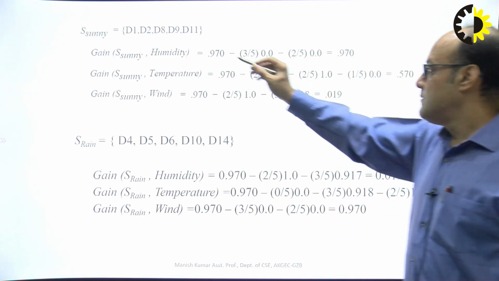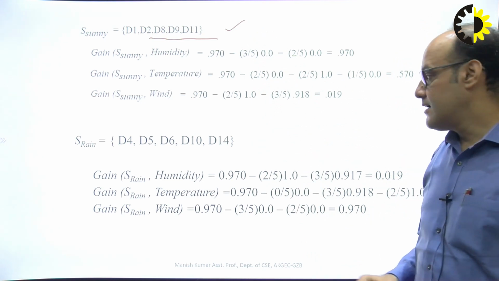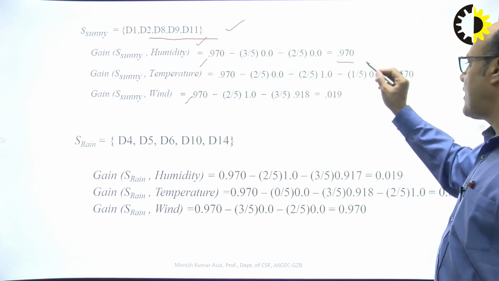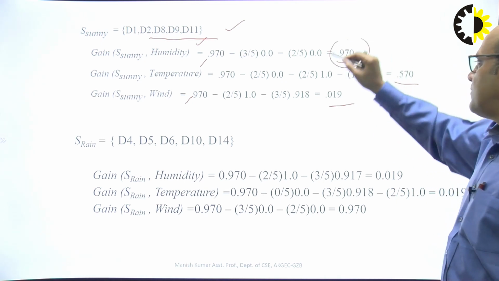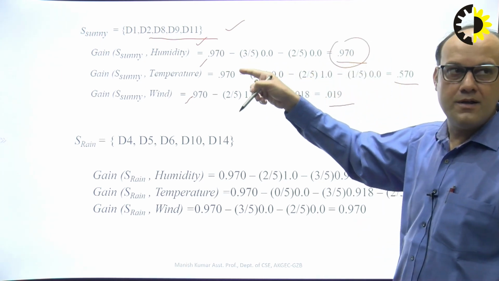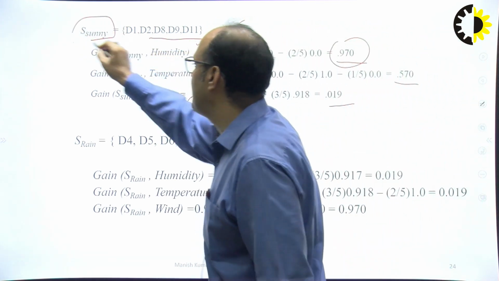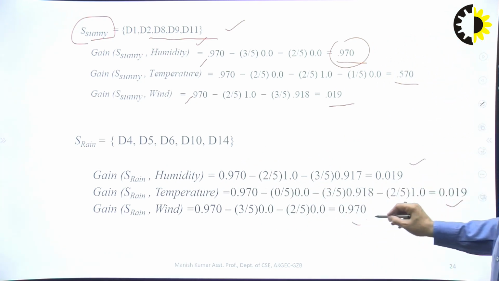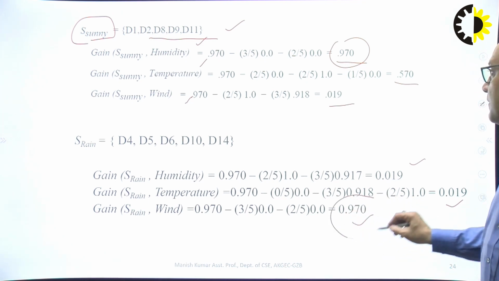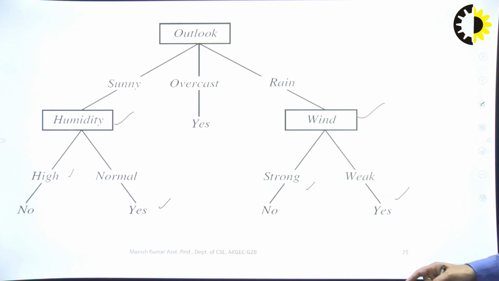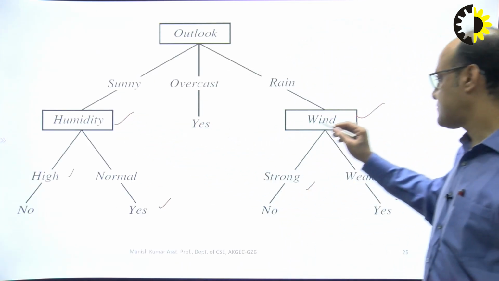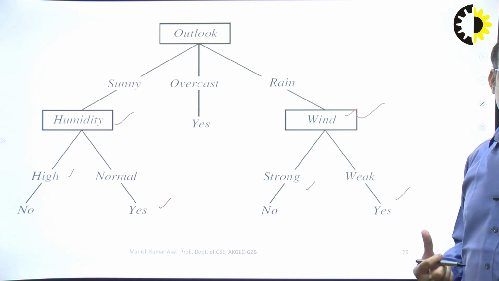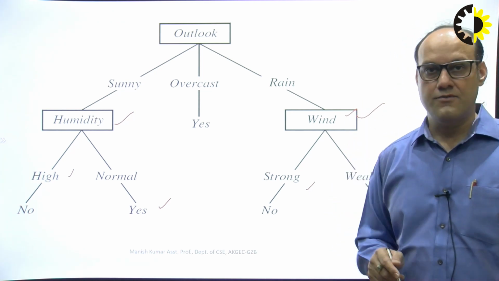After the calculation, see, these are the examples which come in S sunny. I have to calculate the gain of humidity, temperature, wind. Calculated 0.970, 0.570, 0.019. Which value is maximum? 0.970. It means the humidity attribute will be set there under sunny. For S rain, again I have calculated 0.019, 0.019, 0.970, and wind has the highest gain, 0.970. So here I have put wind, strong, weak, yes. This is my final decision tree that I showed in the second slide representation.